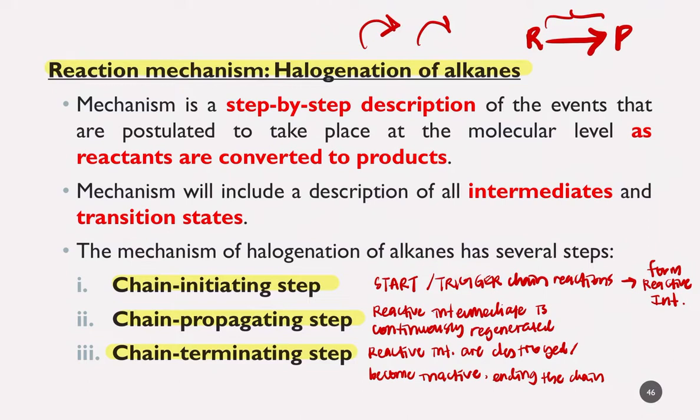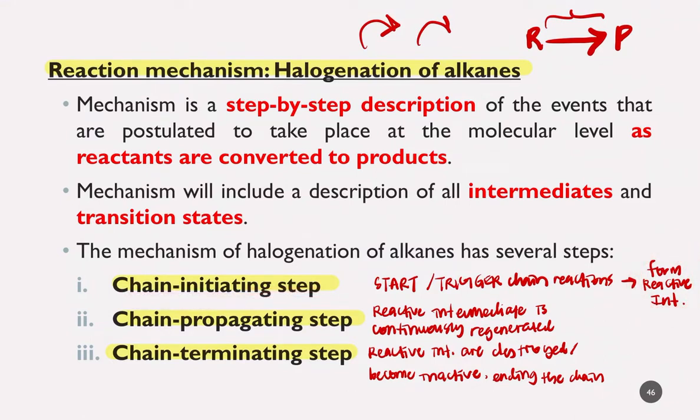There are steps. For halogenation of alkenes, there are 3 steps. This halogenation reaction is a chain reaction, meaning it is connected. It will start with the first step, the chain initiating step. This step will start or trigger your chain reaction, the chain of reactions. So how do we trigger your reaction? You must have a reactive intermediate, something unstable that really wants to react. So you will form a reactive intermediate in your chain initiating step.